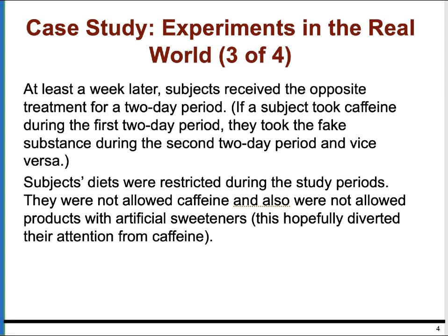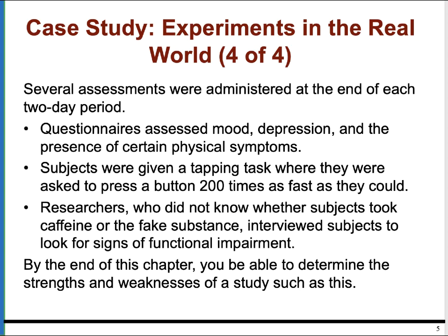about artificial sweeteners. At the end of each period, they gave questionnaires based on mood, depression, and the presence of certain physical symptoms that are common with a caffeine addiction. They also gave the subjects a tapping test, and what that meant is they had subjects press a button 200 times as quickly as they could to see if there was going to be a difference in the 2 types of caffeine or lack of caffeine for one of the treatments.